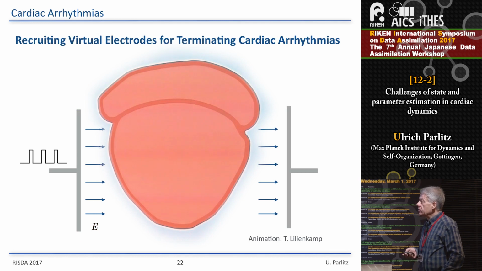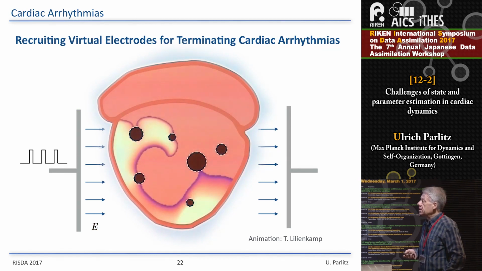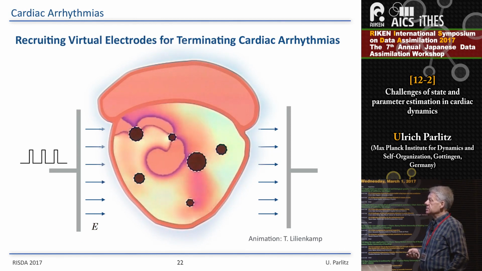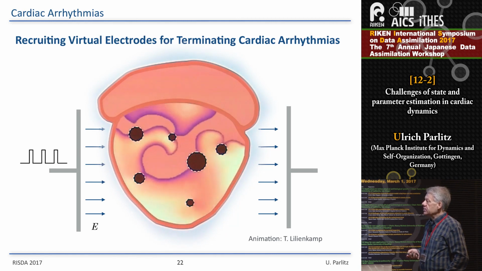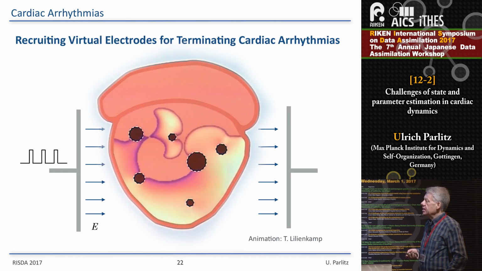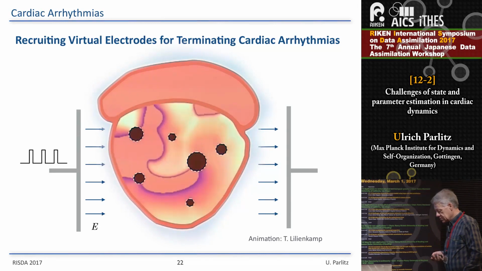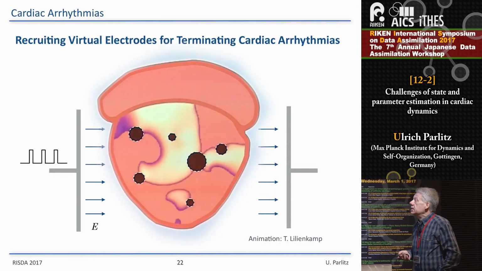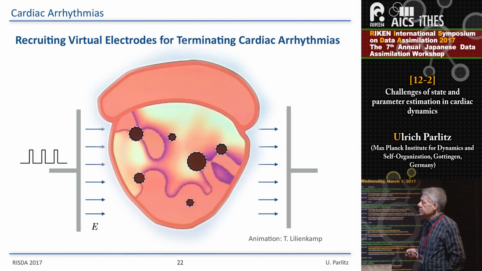Now if you do this, here is an animation to illustrate the principle. You have a heart, you have several obstacles here, and you have spatiotemporal chaos. And now in this movie we will switch the fields on and off, so you will see excitations here, and they can be used to terminate the electrical chaos in this system. So now it should start at some point.